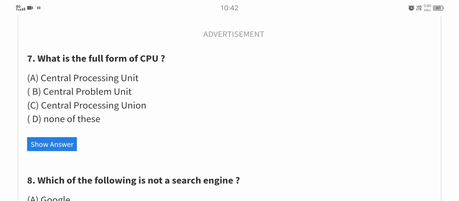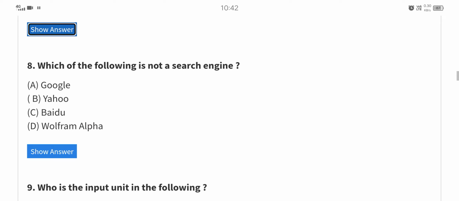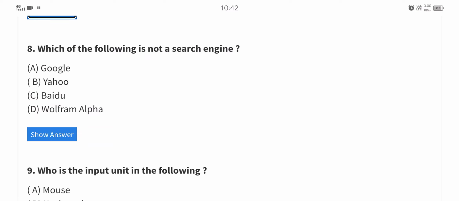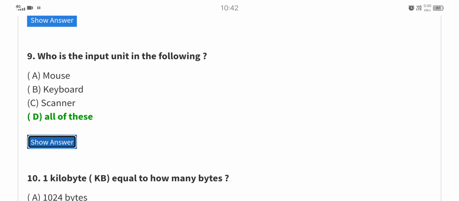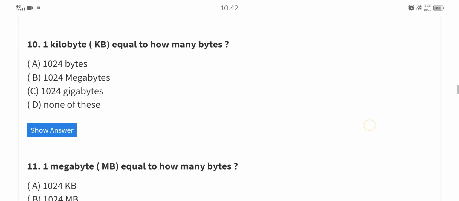What is the full form of CPU? Central Processing Unit. Which of the following is not a search engine? Wolfram Alpha. Which is the input unit in the following? All of these: mouse, keyboard, scanner. Question number 10. 1 kilobyte is equal to how many bytes? 1024 bytes.